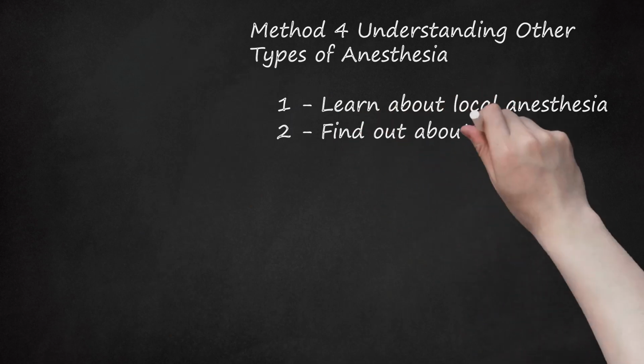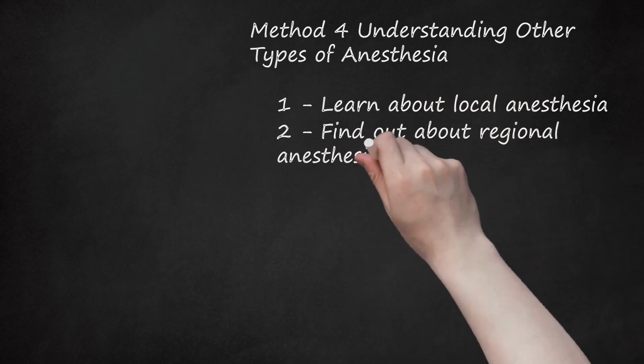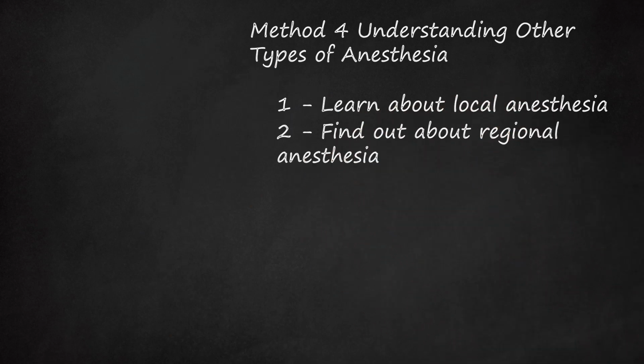2. Find out about regional anesthesia. Regional anesthesia will block the perception of pain from a larger portion of the patient's body. In this case, the patient may also receive a sedative. Regional anesthesia can be provided as an alternative to general anesthesia, or sometimes in combination with general anesthesia. There are two types of regional anesthesia.